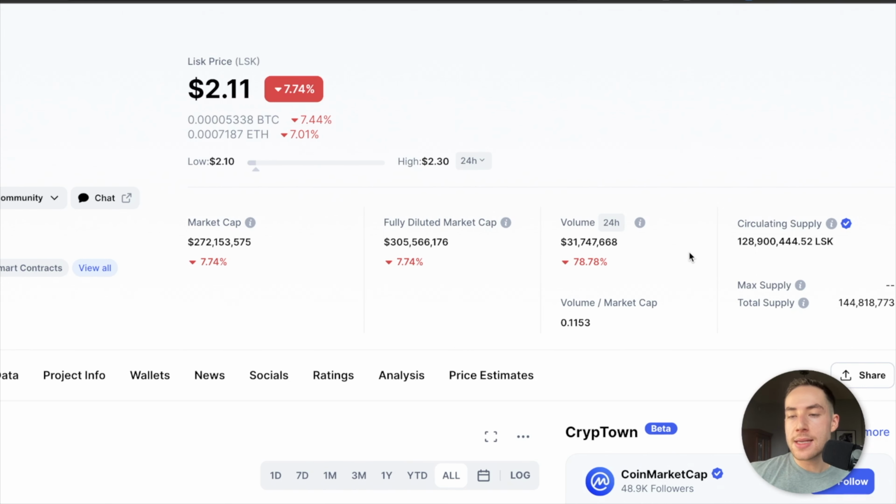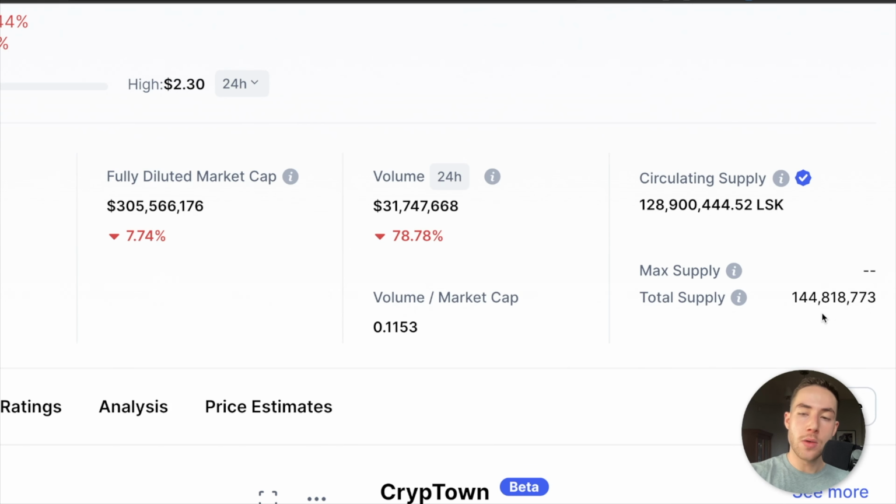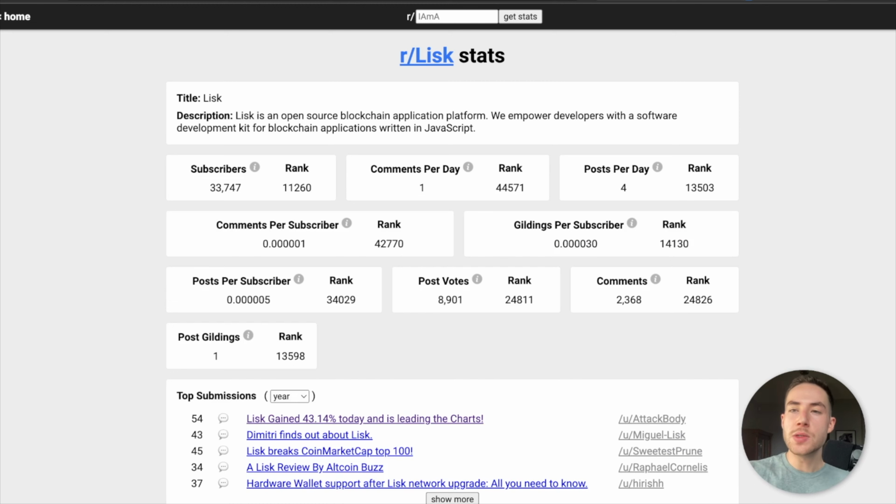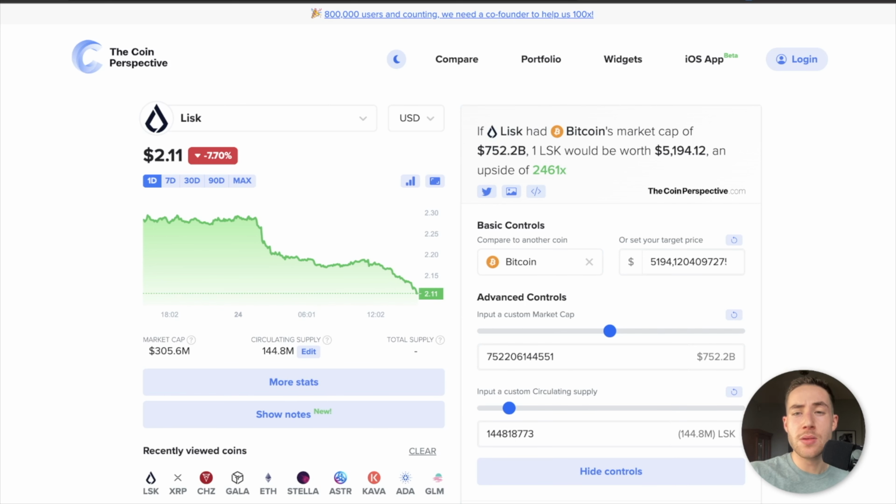So right now it actually has a circulating supply of 128 million Lisk, and also the total supply will be 144 million Lisk. So that's also something to take into consideration. There's going to be a lot that will come out into circulating supply.